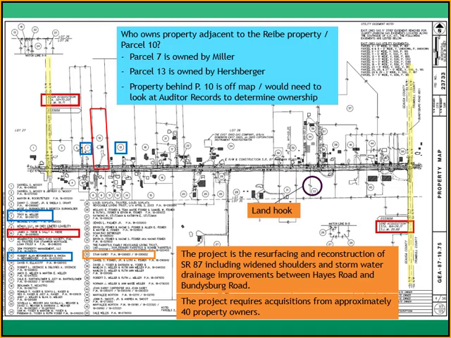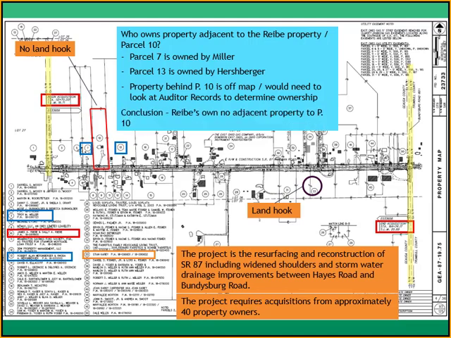And if we look behind parcel number 10, it goes off map, and we would need to look at the auditor records to determine the ownership of that. But there's no land hook, so we know that the Ribes do not own the property behind them. So in conclusion, Ribes own no adjacent properties to parcel number 10.